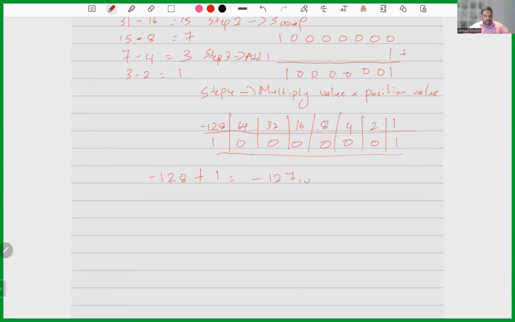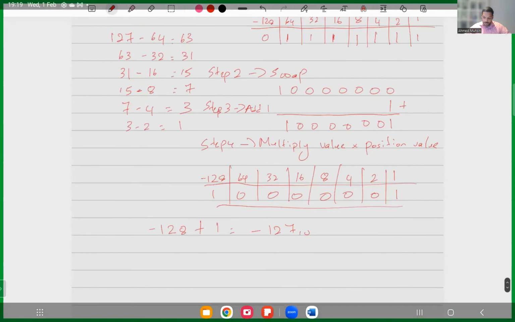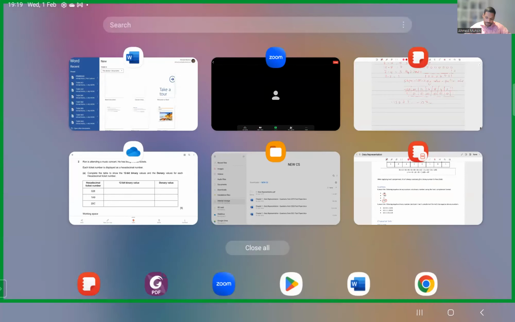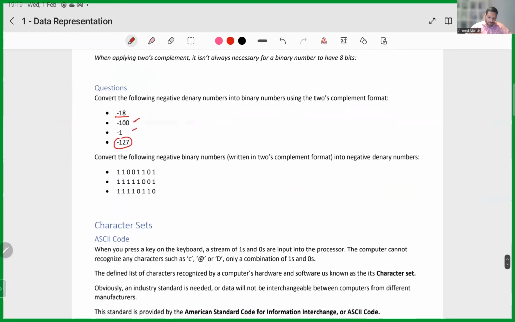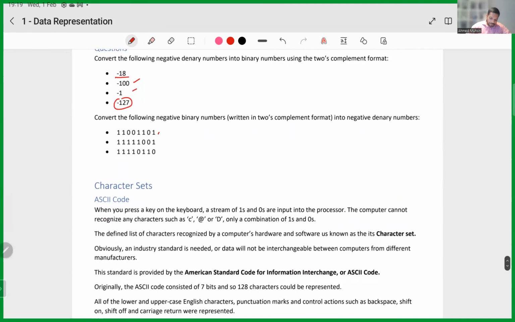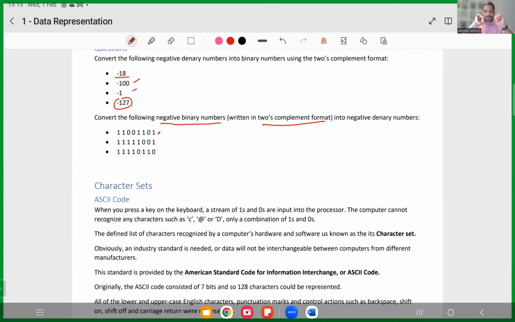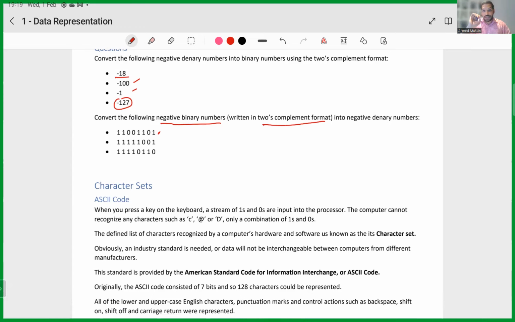Okay, right. I hope you have grasped it, and it will be great if you could also try out the remaining 2 questions over here, minus 100 and minus 1, to give it a try and see how it comes. Let's take one quick example from over here. Convert the following negative binary number written in 2's complement format into a negative denary number. They have told us to use 2's complement to convert this number into denary format or decimal format. So they have specifically told us this is a 2's complement number, a negative number. Then immediately you know the way you write your position values is going to be different. Right at the end, you're going to have minus 128, not positive 128.